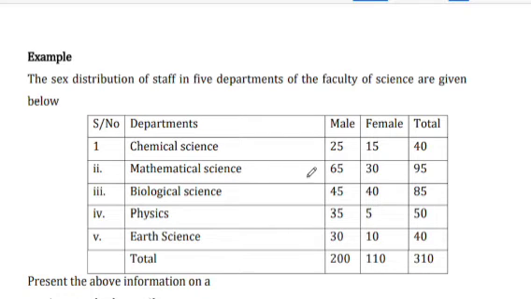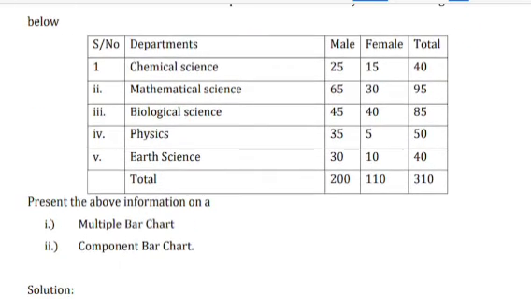Mathematical science: male is 25, female is 30. When you add that together, you have 90. It is the same for all of these, so just go through all of them and add them together. Now let's go to the bar chart.